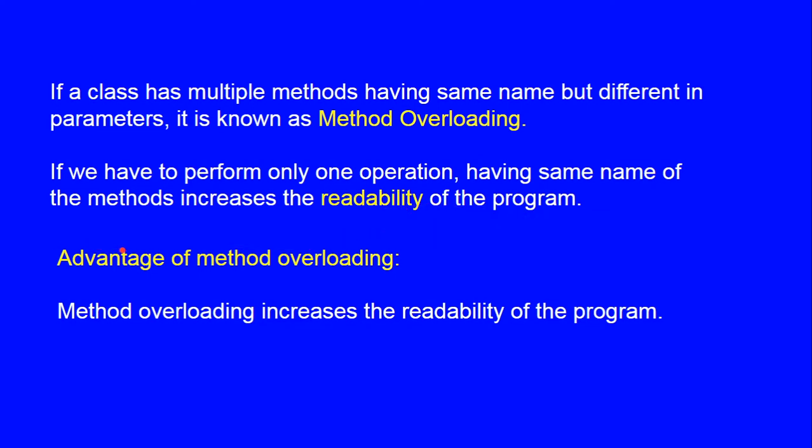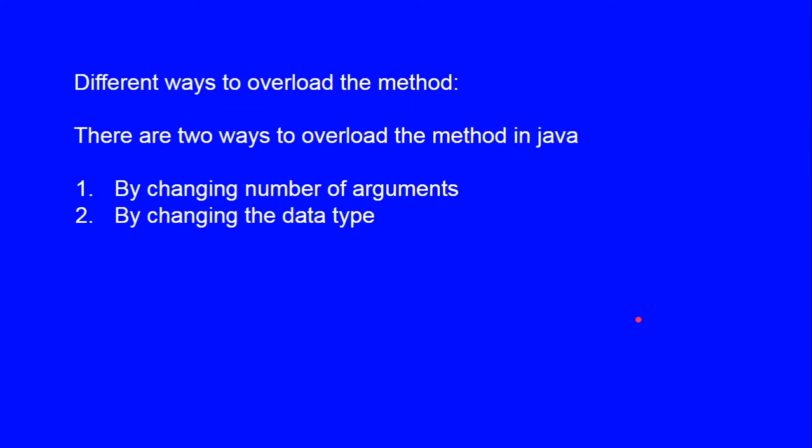So the advantage of method overloading is that it increases the readability of the program. Readability means that when we use the same name for some purpose, it helps to understand the program better. Always the variable names or method names give a better understanding of the program flow. Now let us see the two ways a method can be overloaded. There are two ways to overload a method in Java: by changing the number of arguments, and by changing the data type. Let us see with an example how this can be done.